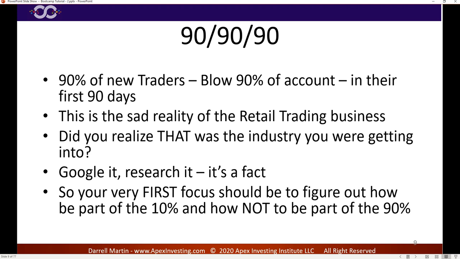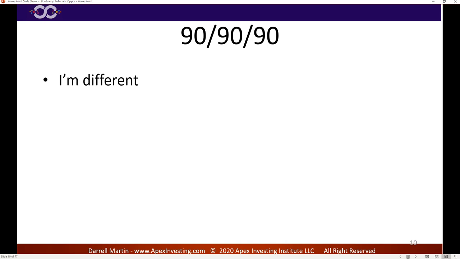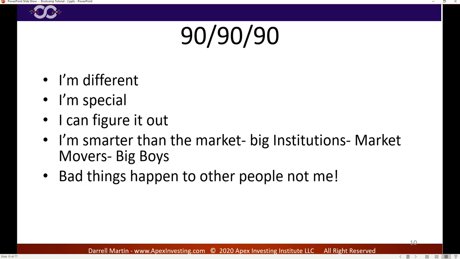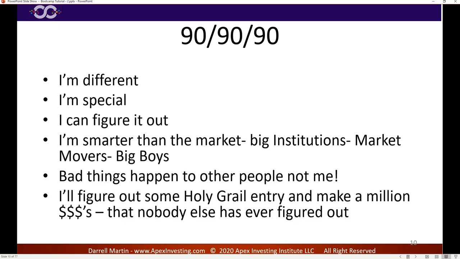You've got to stop and say, why the hell am I doing this? And what am I going to do different? But you think, I don't need to do that. I'm different. I'm special. I can figure this out. I'm smarter than everyone else. I'm smarter than the market, the big boys, the market movers, the big institutions. That won't happen to me. Those bad things and losing accounts happen to other people, not me. I'll find a way. I'll figure out some holy grail and make $1 million.